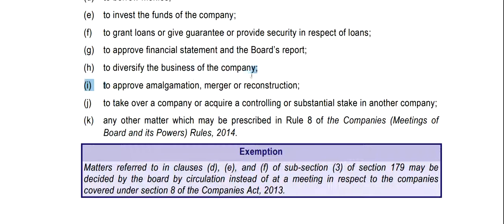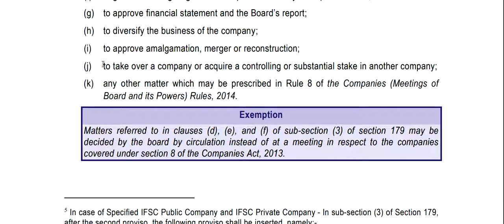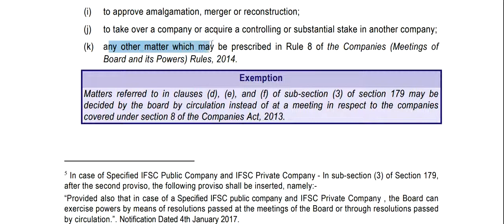H. To approve the amalgamation, merger, reconstruction. I. To take over a company or acquire a controlling or substantial stake in another company. J. Any other matter which may be prescribed in Rule 8 of the Companies rules. So we see that also. But exemption is given to a section 8 company with regard to D, E, F of section 3, subsection 3 of 179. So they can do the board by circulation instead of meeting.